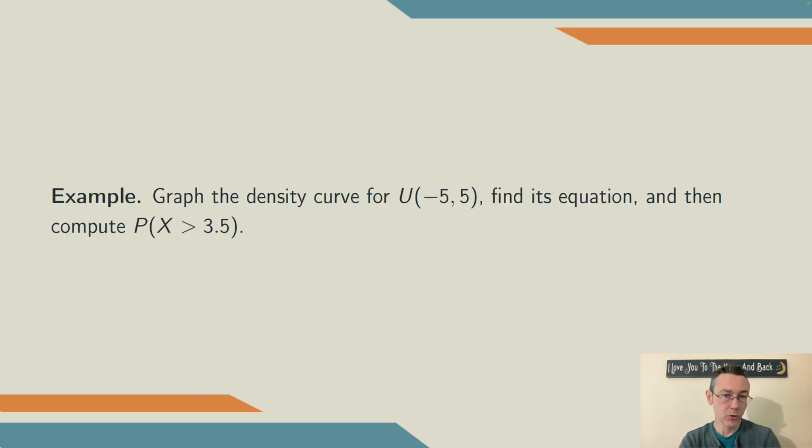Here's an example for you to try. You should pause the video before seeing my answer. Graph the density curve for the uniform distribution on the interval -5 to 5, find its equation, and then compute the probability that x is greater than 3.5.